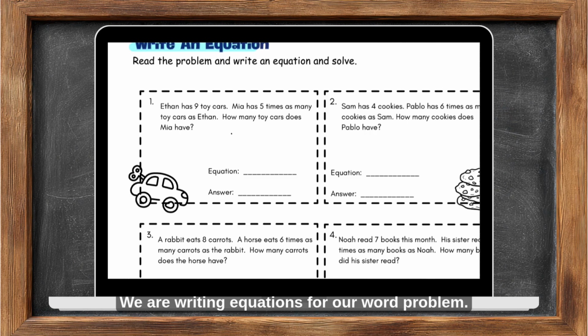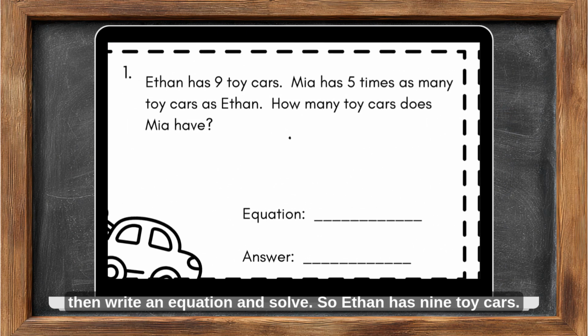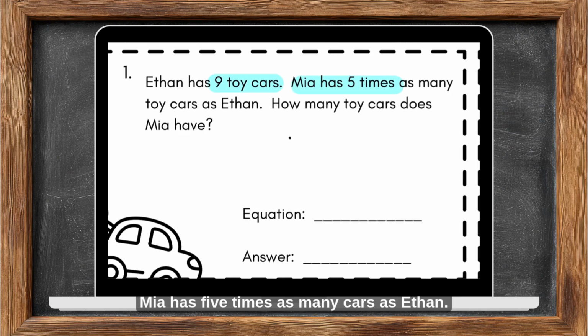We are writing equations for our word problem, so we're going to read the problem and then write an equation and solve. So Ethan has 9 toy cars. Mia has 5 times as many cars as Ethan. How many toy cars does Mia have?